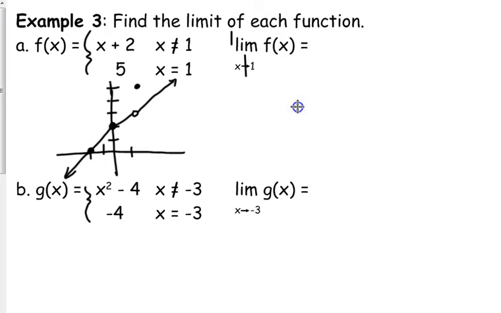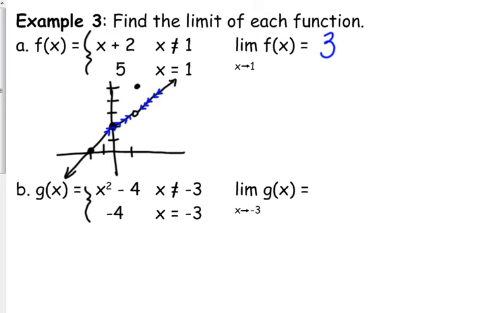So if we are asked, what is the limit as we approach 1 of this function, we are talking about, as we're following our graph from the left and from the right, as we are getting closer and closer to our x value being 1, what y value are we actually approaching? The value of the function at 1 is 5, but our graph is actually approaching y equals 3. So the limit of this function as we approach 1 is actually 3.